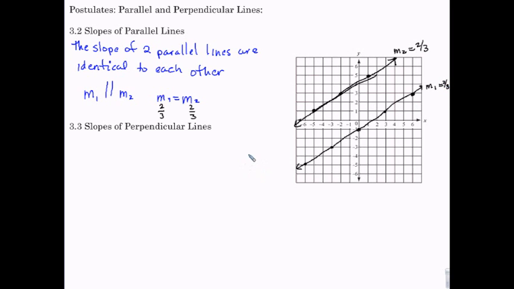Right, so all parallel lines will have the same slope. Perpendicular lines are a little different. They're opposite reciprocals.